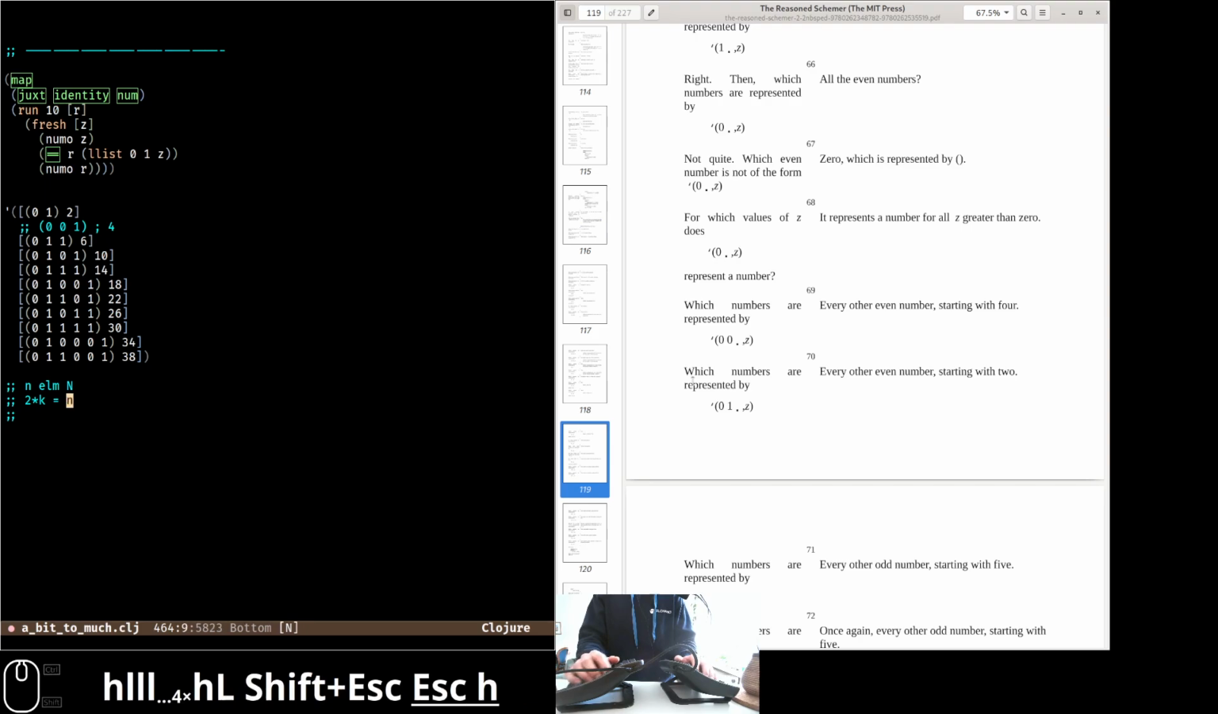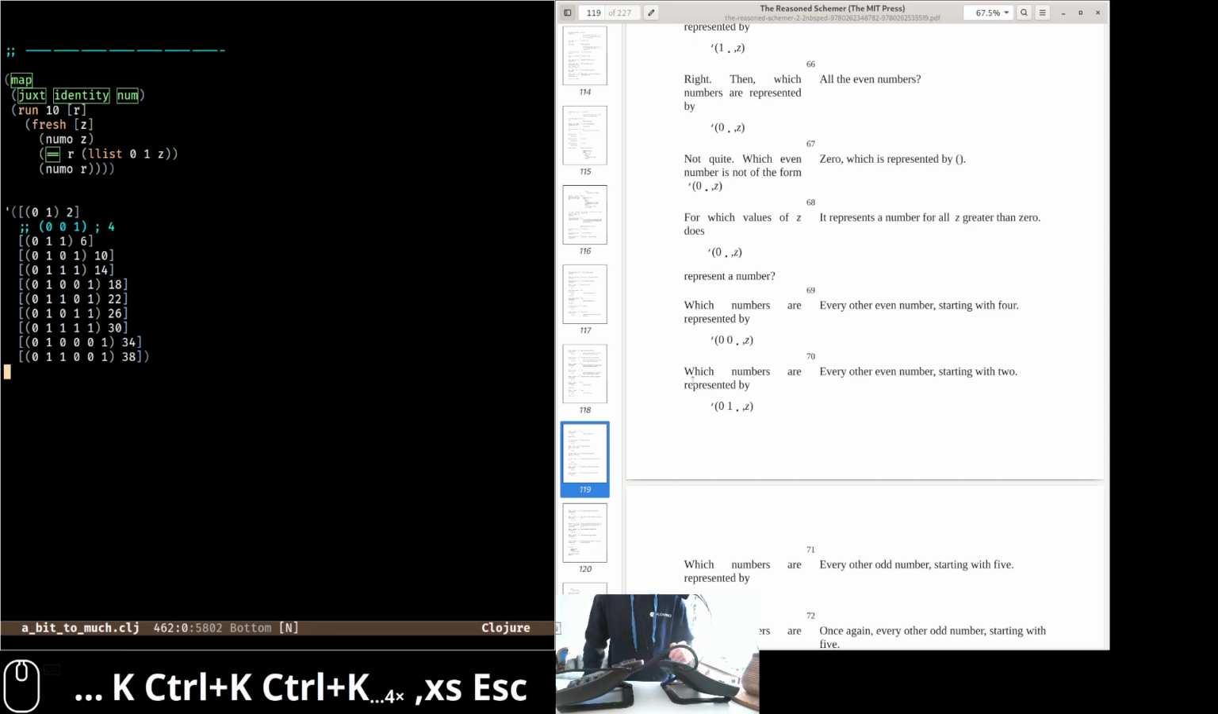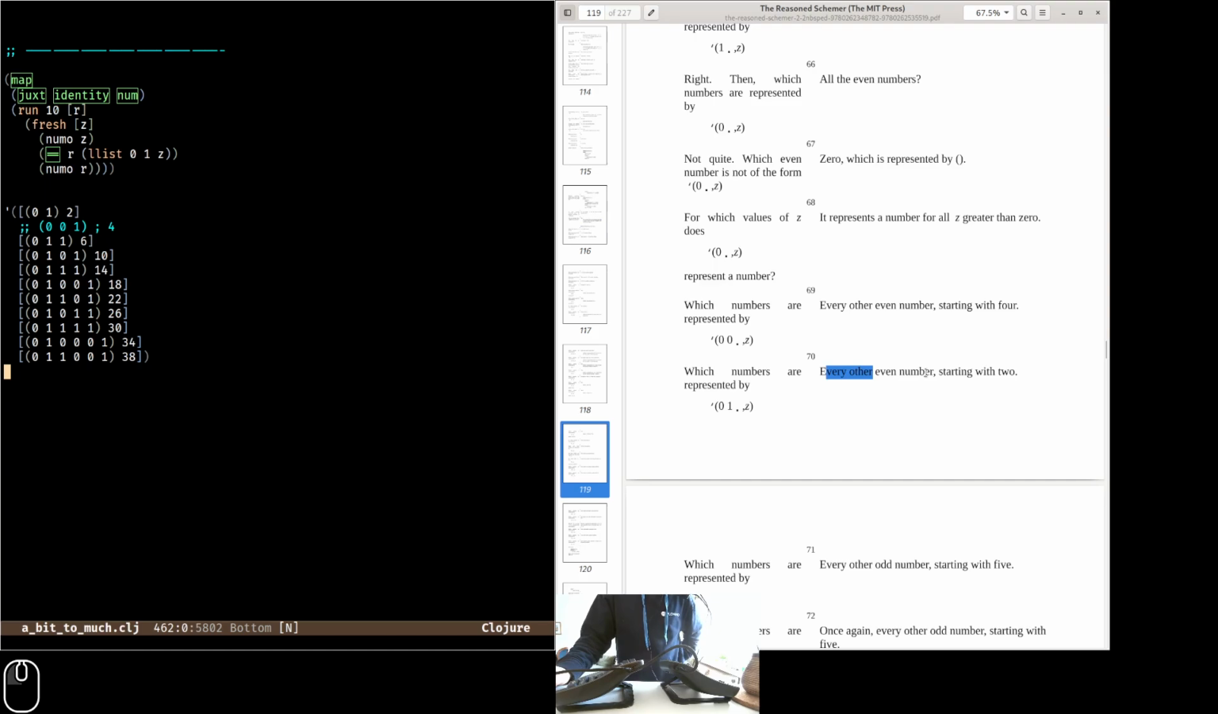So all, whatever, I leave it for the moment. Okay, what do they say? Every other even number starting with 2. Every other even number starting with 2. I guess it makes sense.